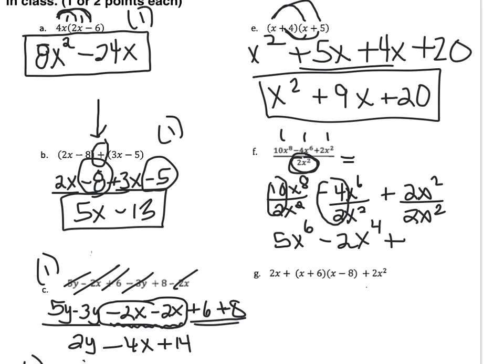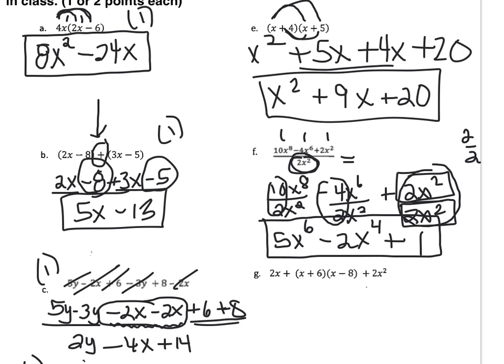Many of you just kind of left this last term off, thinking that it canceled out and made 0. Be careful. 2x squared divided by 2x squared is no different than 2 divided by 2. You get 1. So remember, whenever the top of a fraction matches the bottom of a fraction exactly, that fraction is equivalent to 1 whole. The answer is 5x to the 6th minus 2x to the 4th plus 1.